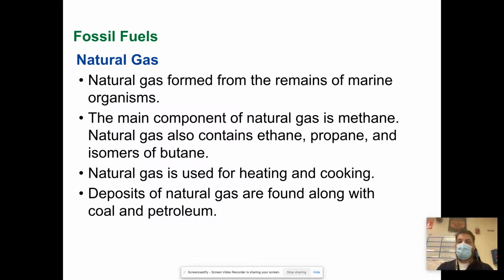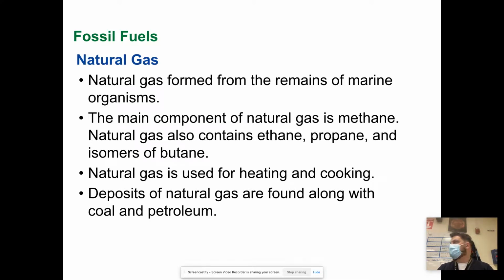Natural gas is formed by the remains of marine organisms. The main component of natural gas is methane. Natural gas also contains ethane, propane, and isomers of butane. Natural gas is used for heating and cooking. We love to use natural gas inside the house because of the chemical and molecular structure.